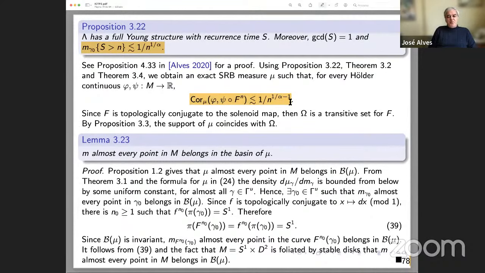So the support of the measure coincides with the attractor by a proposition I've presented before, and so it coincides that the solenoid attractor is still transitive as the classical one, and almost every point belongs in the basin. Well, there's an explanation here. I'm not going to read it. This is because in the base dynamics, almost every point belongs in the basin of the measure. It's lifted, so we can use this argument to prove that almost every point belongs in the basin.